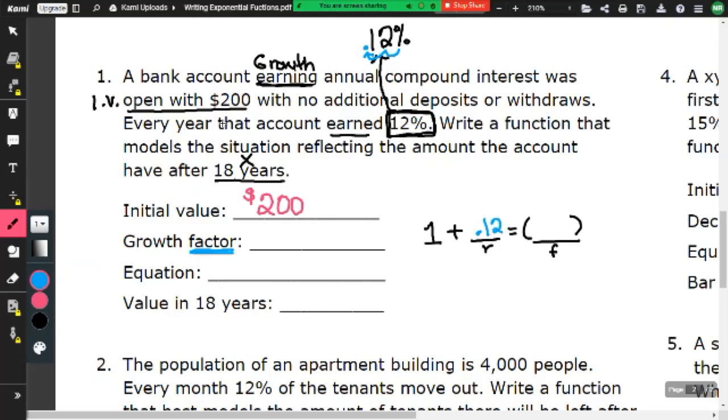So now I have to add it. 1 plus 0.12 is 1.12, easy peasy. And that is my factor, 1.12. That's what goes in the parentheses.